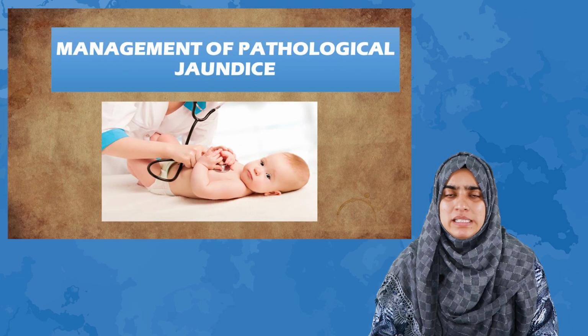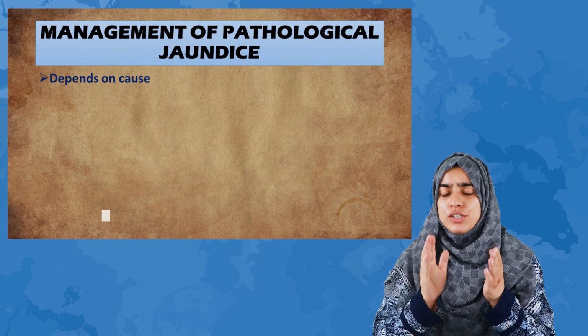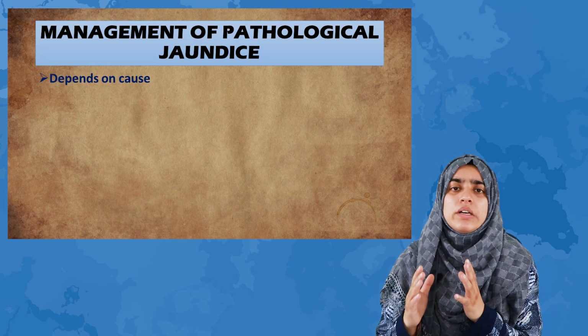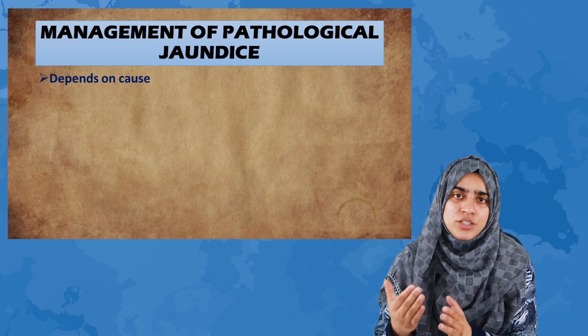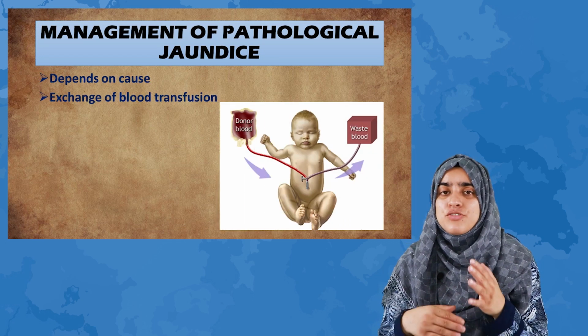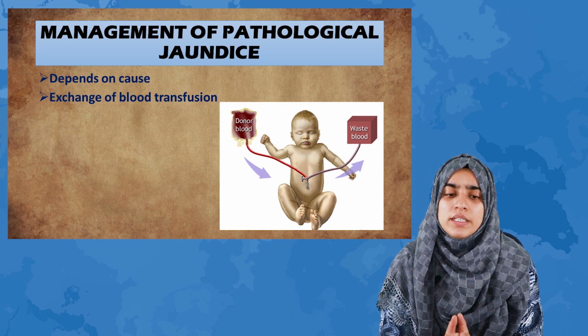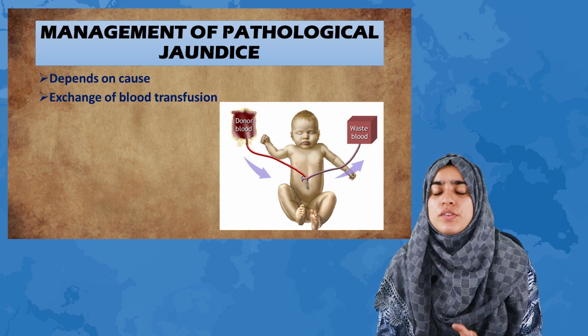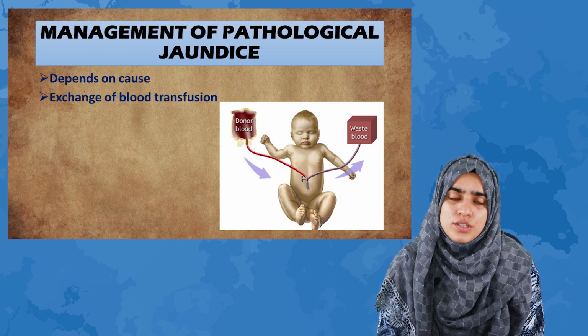How do we manage this pathological jaundice now? First of all, it depends on the cause. So the factors which are actually responsible for the condition will be treated first. Blood transfusion or exchange blood transfusion is required in severe cases of this jaundice.